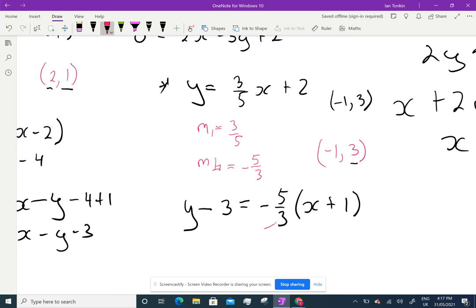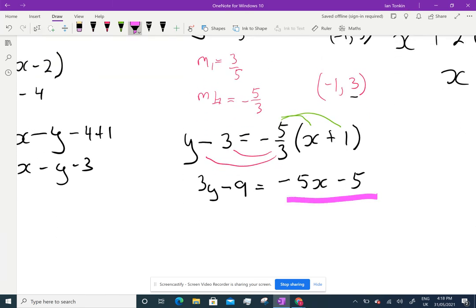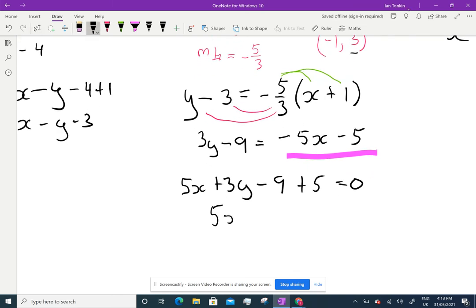Now, I'm going to multiply the 3 by these two things over here, which gives me 3y minus 9. And I'm going to multiply the negative 5 over here, which gives me minus 5x minus 5. Well, the x is negative, so I'm going to bring all this over the other side. So I'm going to get 5x plus 3y minus 9 plus 5 equals 0. Tidy that up. 5x plus 3y minus 4 equals 0.